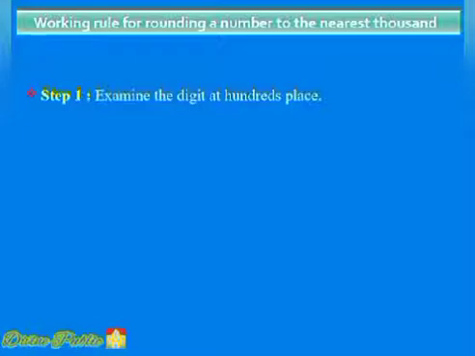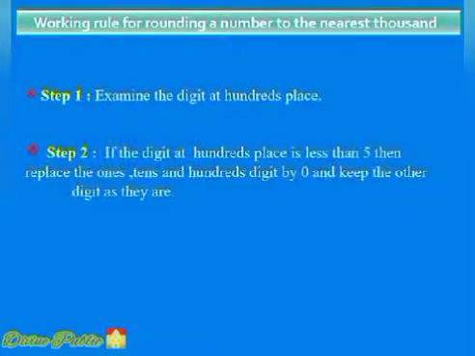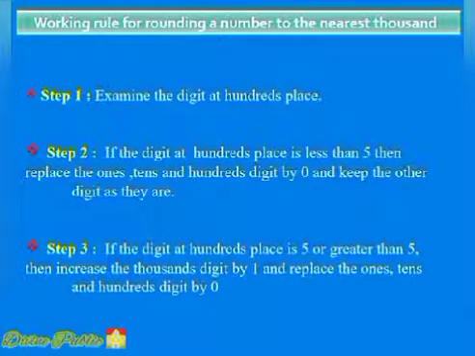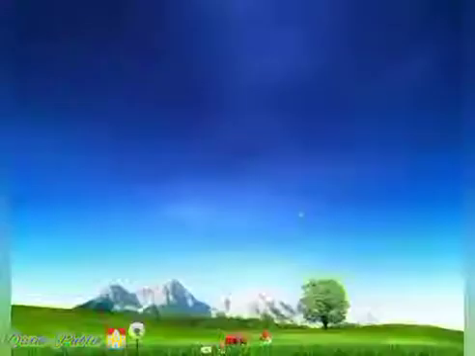Working rule for rounding a number to the nearest 1000. Step 1. Examine the digit at hundreds place. Step 2. If the digit at hundreds place is less than 5, then replace the ones, tens and hundreds digit by 0 and keep the other digits as they are. Step 3. If the digit at hundreds place is 5 or greater than 5, then increase the thousands digit by 1 and replace the ones, tens and hundreds digit by 0.